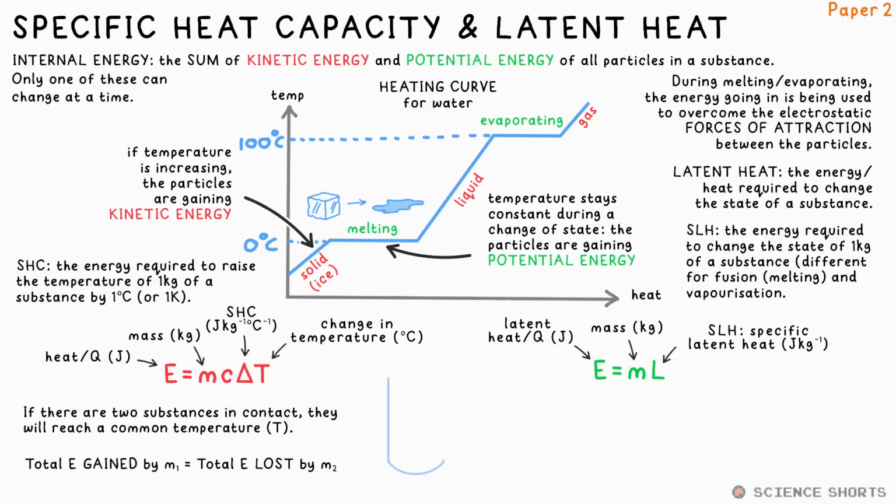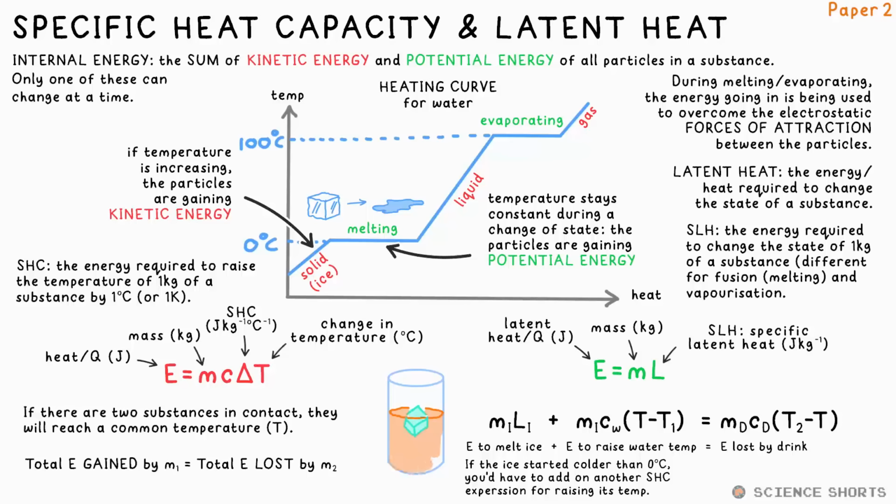complicated at A-level. For example, you might get two substances at different temperatures touching and they reach a common temperature. In that case, you equate the SHC equations for both, but replace delta T with T minus T1 for the colder substance or object and T2 minus T for the hotter one. Then expand, multiply out, rearrange and factorize to find the common temperature T.